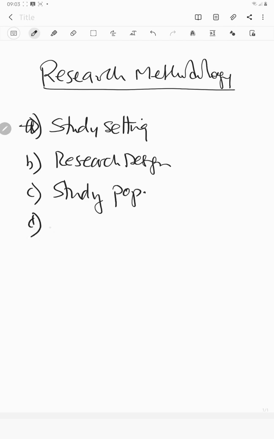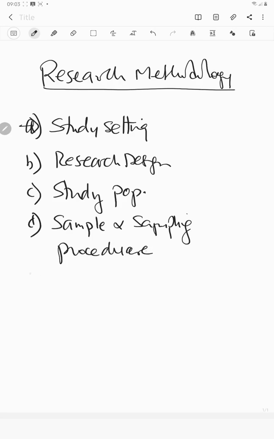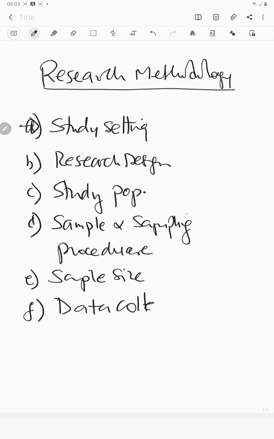And number four, we can explain the sample and the sampling procedures that we are following to determine our results. And then we can come up with the sample size. After determining the sample size, we must look at the data collection instruments that can be used to get information. And then thereafter, analytical procedures, which is the method of analysis.